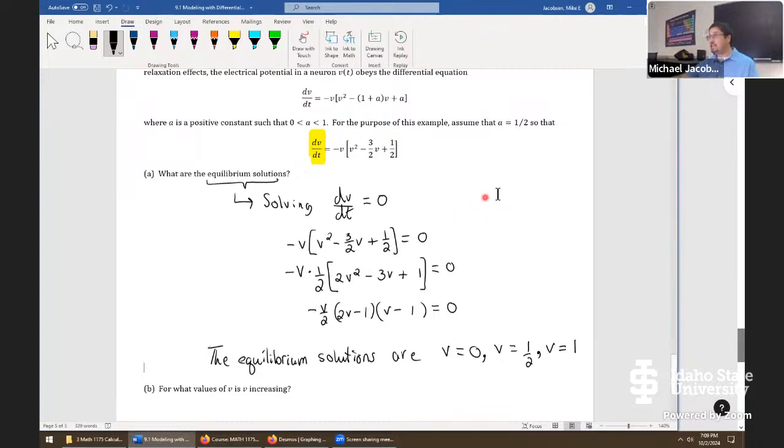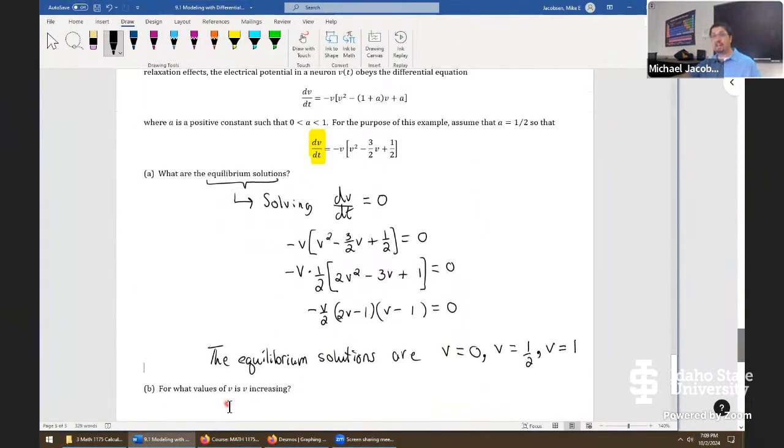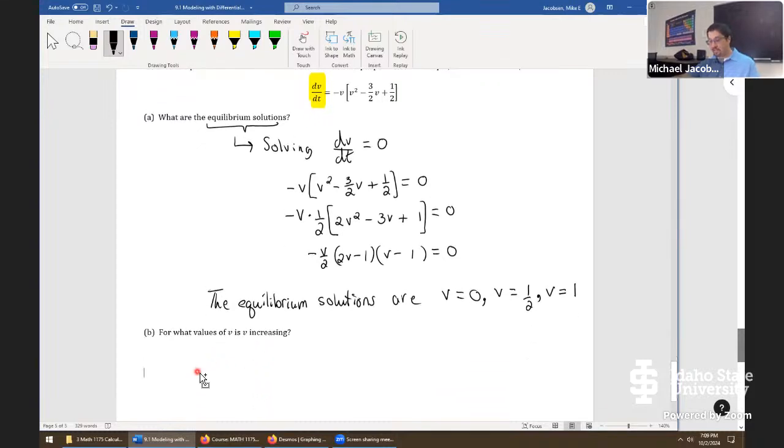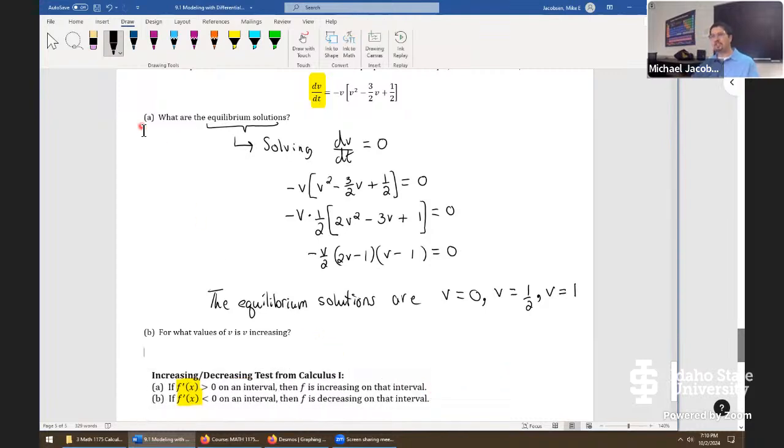Next thing we'll do is actually take this increasing decreasing test and find for what values of V is V increasing. That's kind of a confusing question. But keep in mind, think of this as the derivative of v. Then over here, if the derivative of v is positive, that means V itself is increasing. So F is playing the role of V in this increasing decreasing test from Calculus 1. And finding the equilibrium solutions, that's actually your part C on your real homework question.